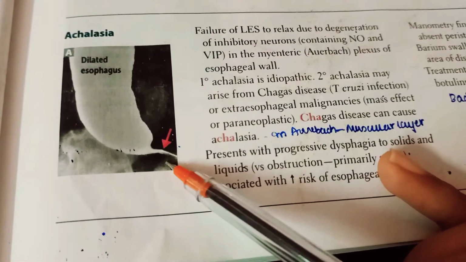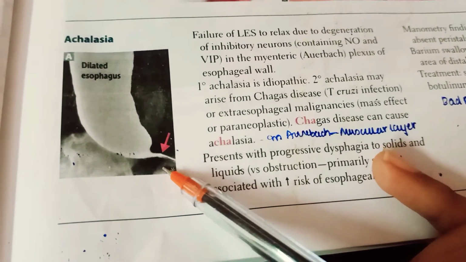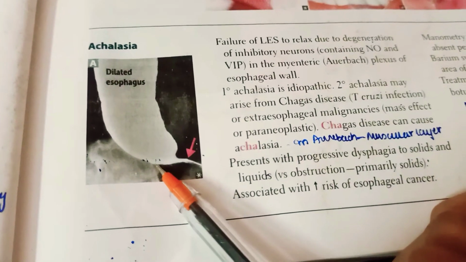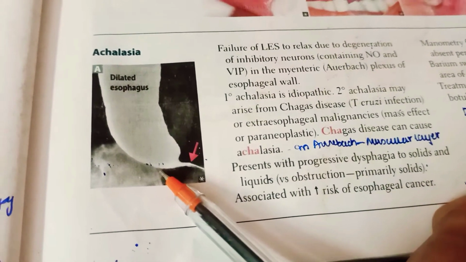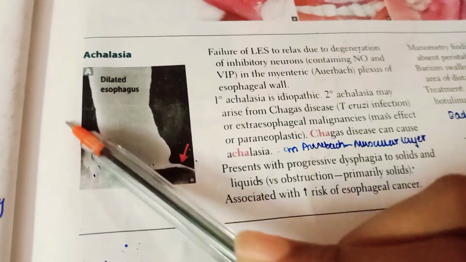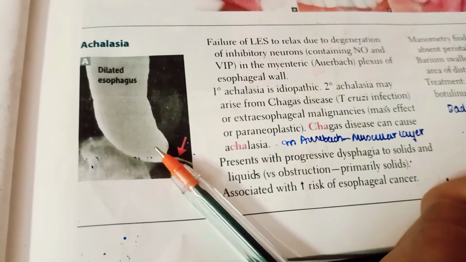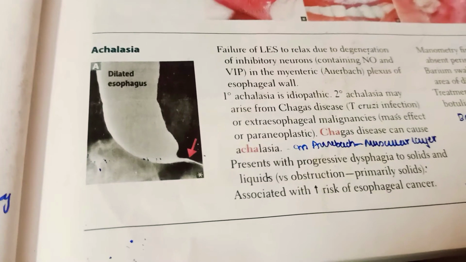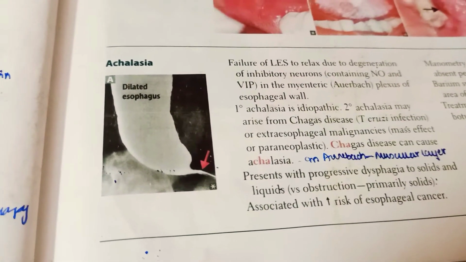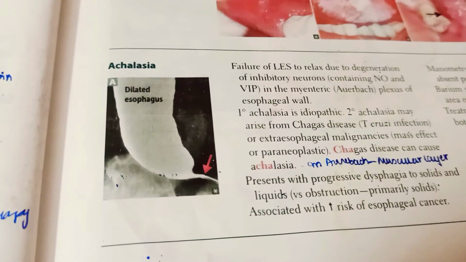Actually, this is a problem of the lower esophageal sphincter. It is failing to relax. So because of that, you can see the dilated esophagus here. It is appearing like a bird beak, right? Which is seen especially because of distal stenosis. In the manometry, you will see this bird beak formation. It is because of uncoordinated and absent peristalsis with increased lower esophageal sphincter resting pressure.